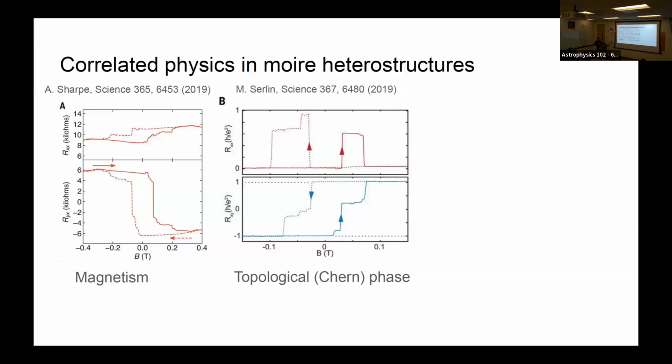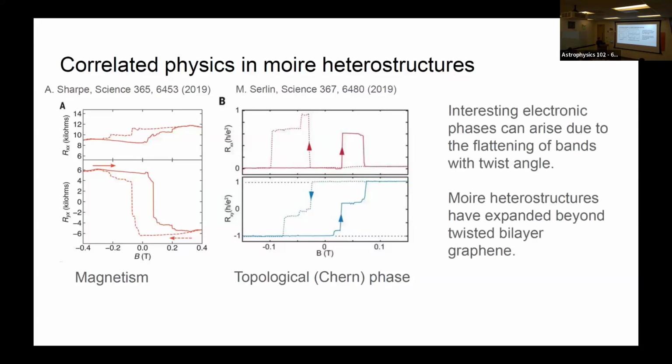The quantum anomalous Hall effect is the zero field analog of the quantum Hall effect. Sorry, I'm speeding through this. But the interesting thing is that the flattening of bands can produce interesting electronic properties. What I've shown so far has just been for twisted bilayer graphene, but since then, people have extended these systems beyond graphene systems. You'll hear from Kin Fai Mak about using transition metal dichalcogenides to observe some interesting physics.